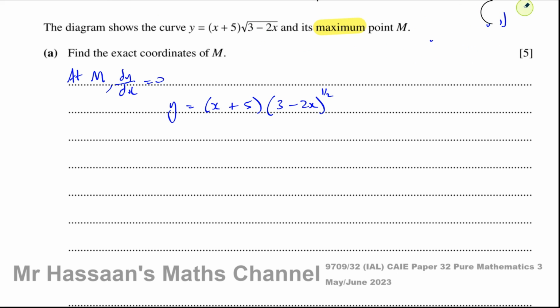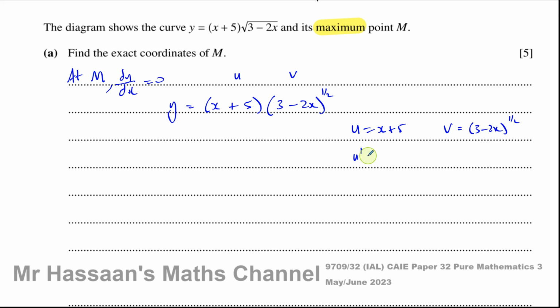So you have to use what's called the product rule. There's a formula for it, which is given in the formula sheet, but once you've got a bit of practice, you won't really need to refer to it. It's very easy. You call one factor u and the other one v. So I'm going to call x plus 5 u, and I'm going to call 3 minus 2x to the power of a half v.